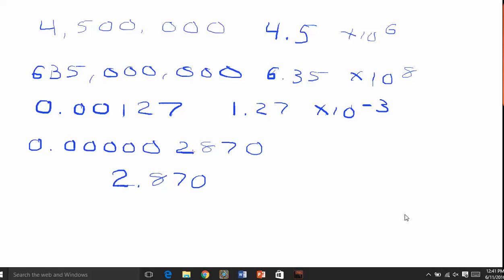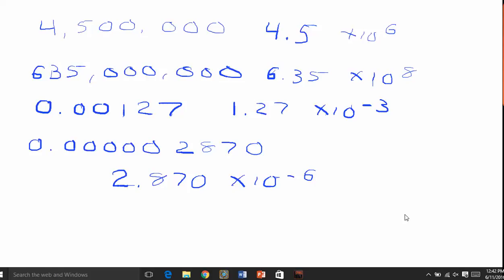But anyway, to get the decimal back to where we began, we go 1, 2, 3, 4, 5, 6, but I'm moving to the left. So therefore, my exponent needs to be negative, so it's 2.870 times 10 to the negative 6th. And there you have it. There's the basics of converting from large numbers to scientific notation and small numbers to scientific notation.